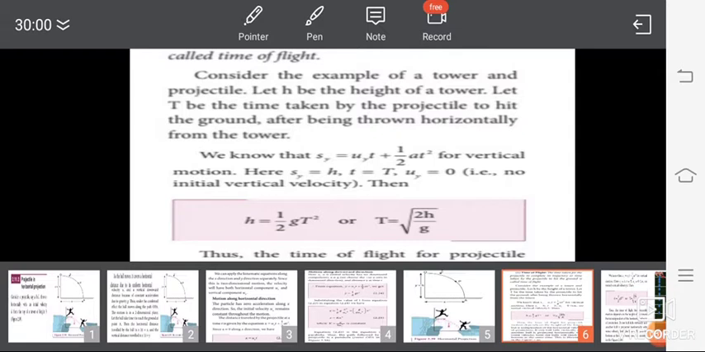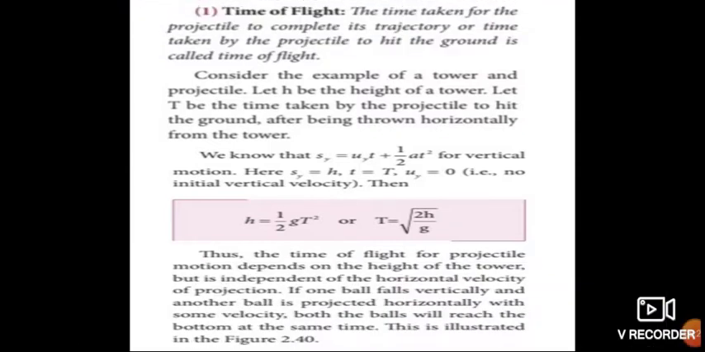Then what is the value of h? h is the vertical displacement, y is equal to half g t². So we can write h is equal to half g t². What is the value of t? t² is equal to 2h divided by g. So t is equal to root of 2h divided by g. Thus the time of flight for projectile motion depends on the height of the tower. We know that t is directly proportional to the square root of the height of the tower, but it is independent of the horizontal velocity of projection. There is no horizontal velocity term in the expression.